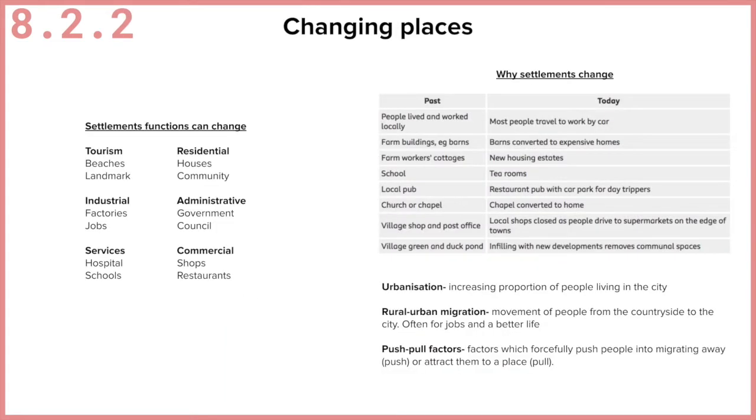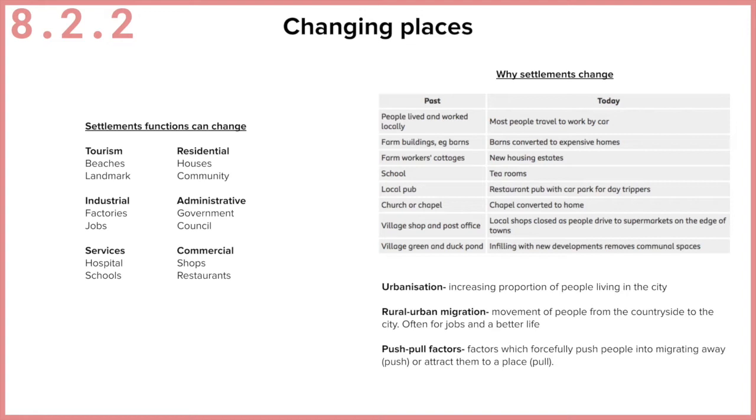Next, we're looking at changing places. So as was mentioned in the last slide, although a settlement would have been built in one location because of a very specific factor, those factors do change. And today, some of the places that we live are no longer what they were originally intended to be. Hebburn and Jarrow were once fishing villages, but there's not a lot of fishing that goes on there now. Now, the function of those villages has changed.